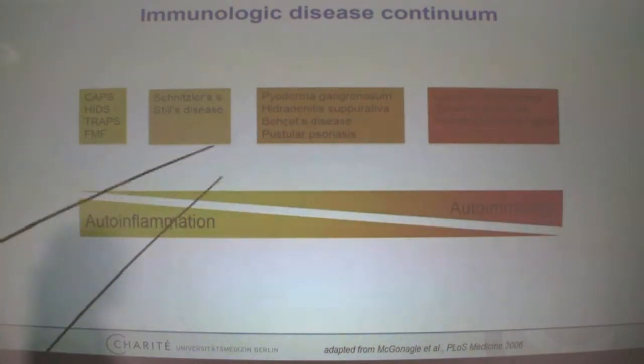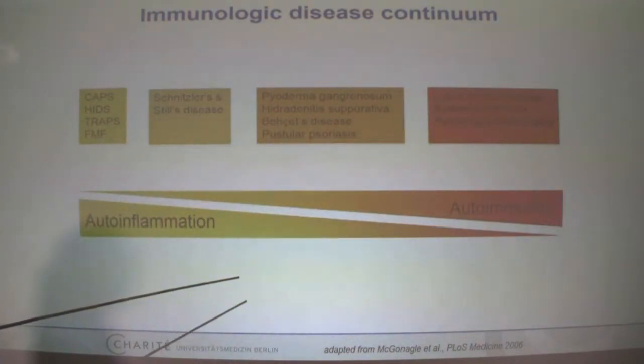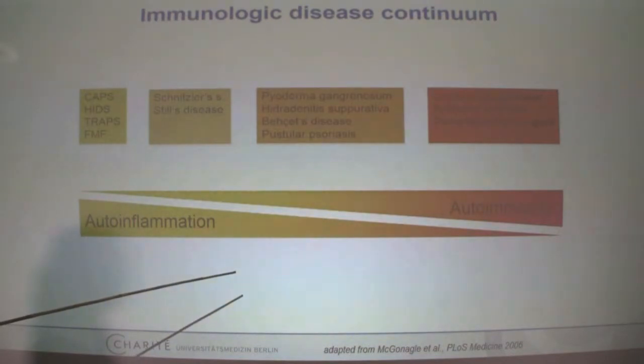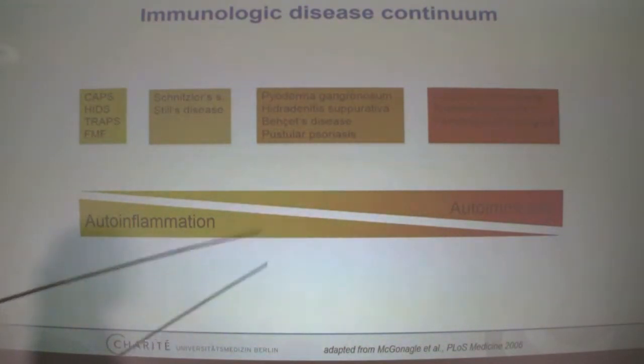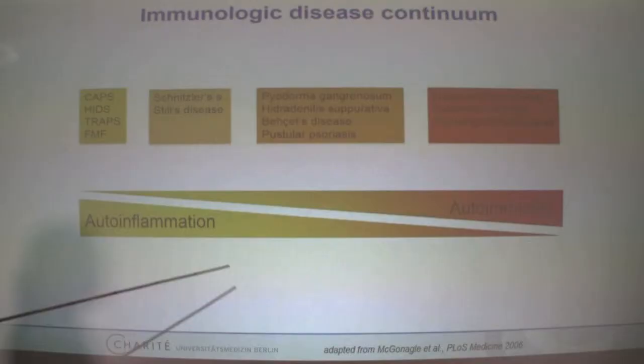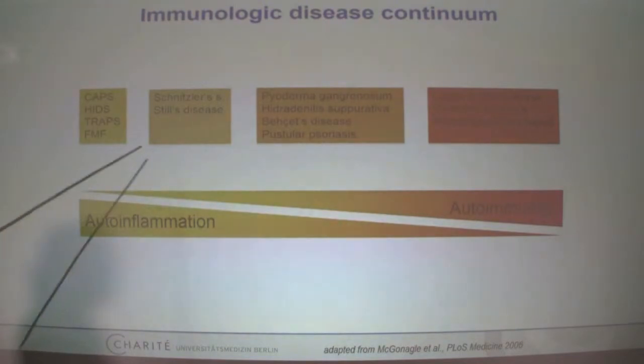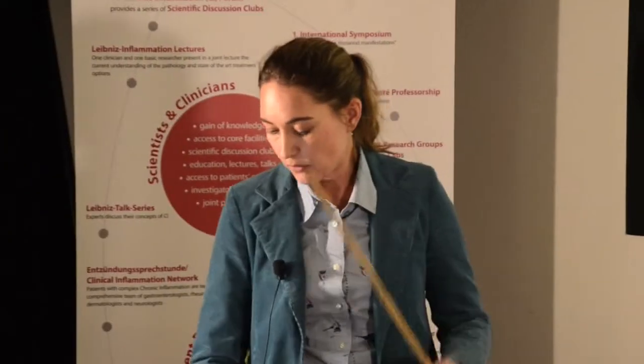And then we have, more in the middle, diseases like pyoderma gangrenosum, hidradenitis suppurativa, Behçet's disease, psoriasis, and these are all diseases that have, again, both. They have some aspects of the innate immune system, but also a lot of other aspects from adaptive immunity.